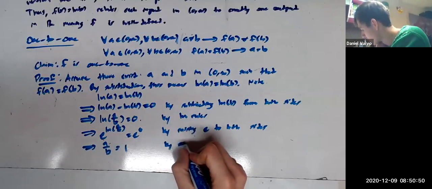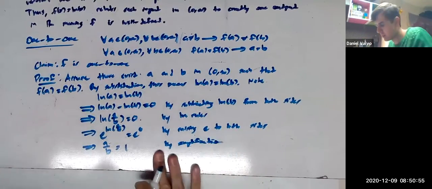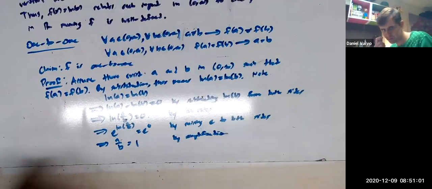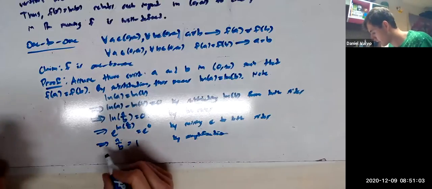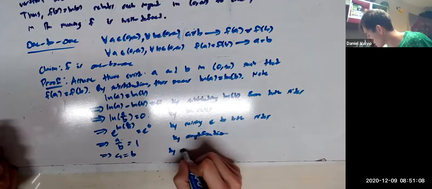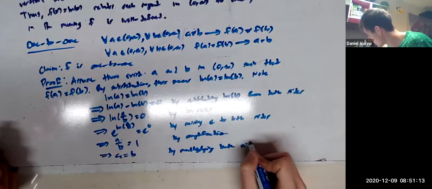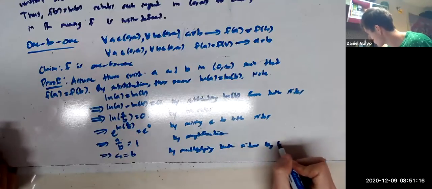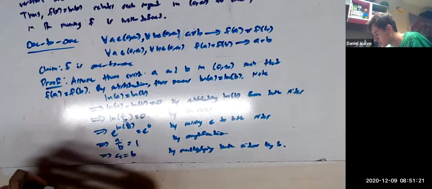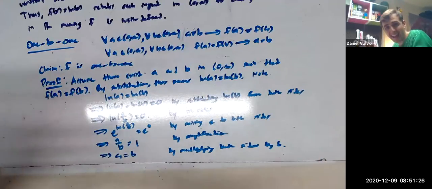And this is by simplification. And then let's go below the glare. Getting better at this. There we go. End up with A over B equals 1. And then this eventually implies that A equals B by multiplying both sides by B. So notice we started by assuming there's just an A and B in the domain such that f of A equals f of B, and we've proven A equals B.